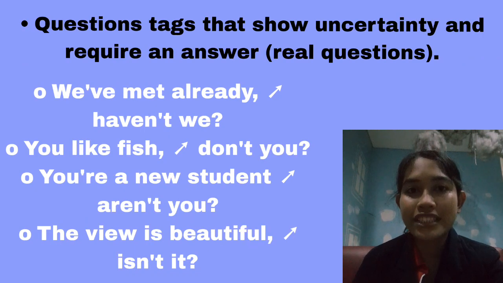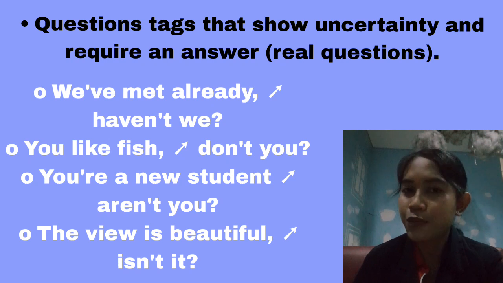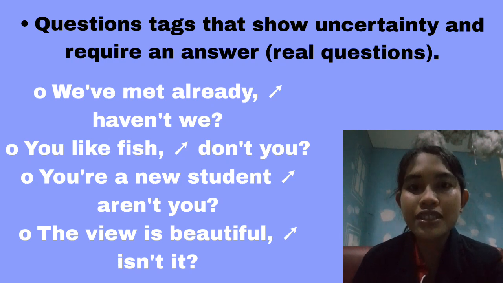And we have question tags that show uncertainty and require an answer, real questions. Examples are: we've met already, haven't we? You like fish, don't you? You're a new student, aren't you? And so on.